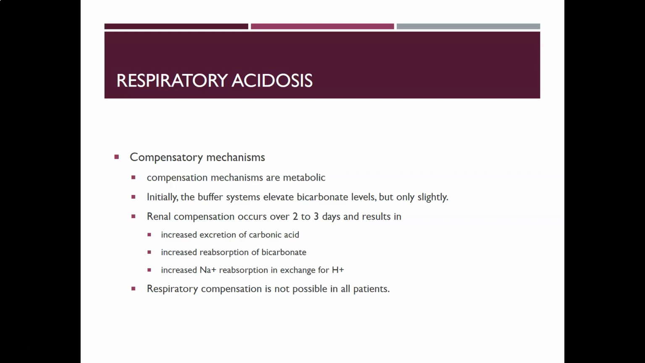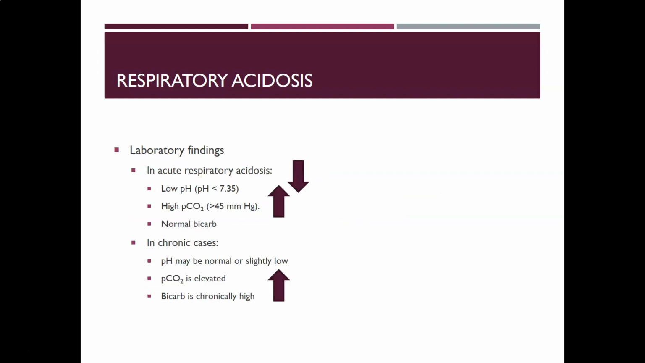The compensatory mechanisms are metabolic, since the problem is with the lungs, so you can't compensate with the lungs. Initially the buffer systems will elevate the bicarb levels, but only slightly. The renal compensation will occur, but it'll take 2 to 3 days and will result in an increased excretion of carbonic acid, an increased reabsorption of bicarb, and an increased sodium reabsorption in exchange for the hydrogen ions. Again, respiratory compensation is not possible in all patients because usually there are problems with the lungs.